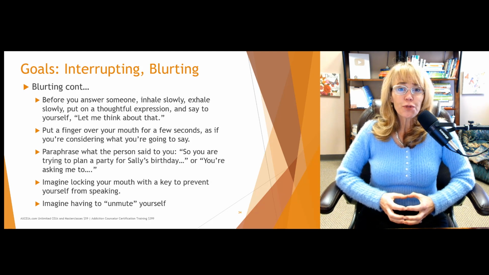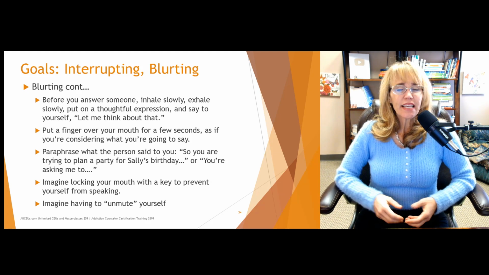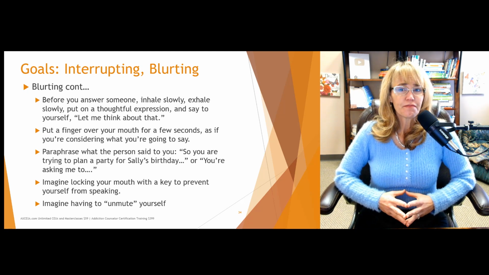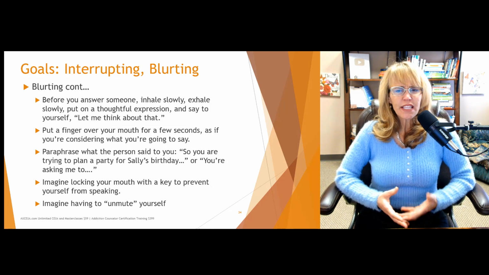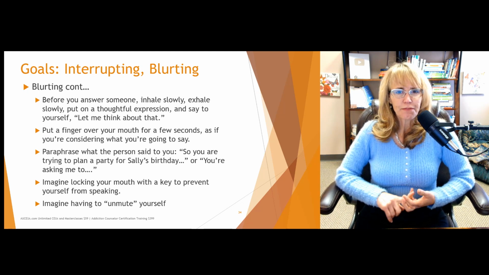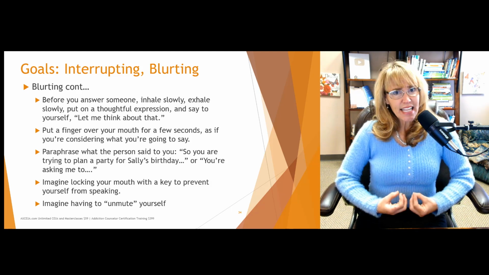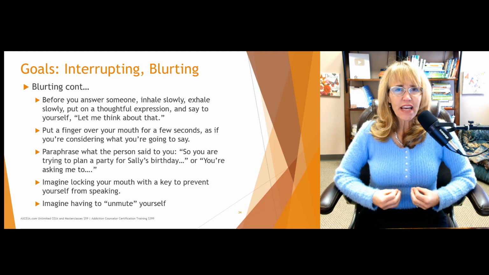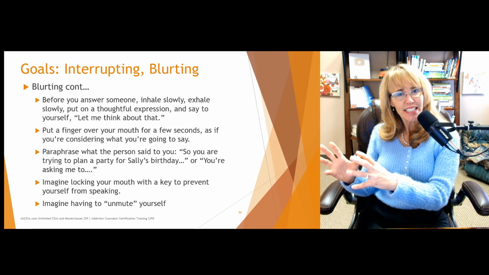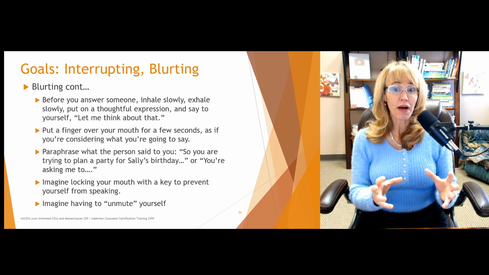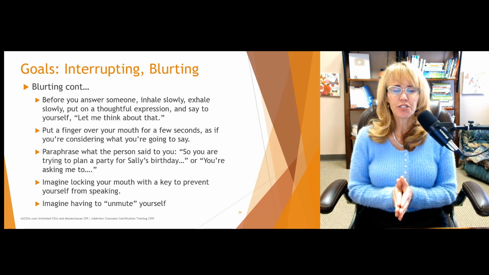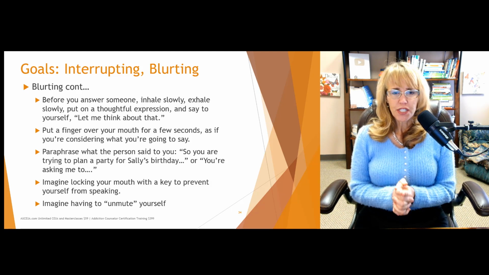Other interventions for blurting. Before you answer somebody, inhale slowly, hold for 4, exhale slowly, hold for 4. While you're doing this, put on a thoughtful expression and say to yourself, let me think about that for a second. The inhaling and exhaling is a way of triggering your vagus nerve and triggering that relaxation response. So you're getting out of fight or flight into relaxation, into your wise mind where you can think more clearly. So it's a combination, but you're saying to yourself, okay, let me think about what you're saying.